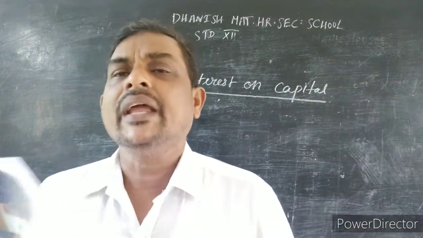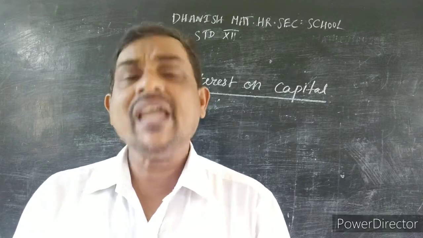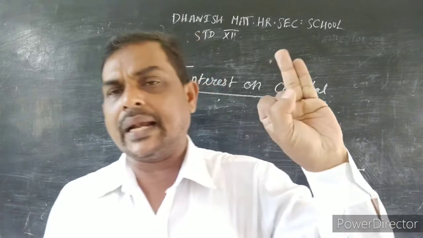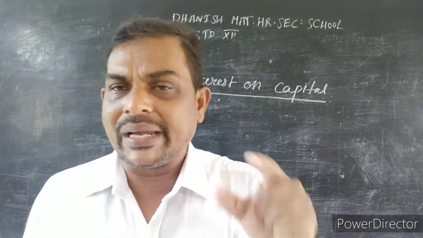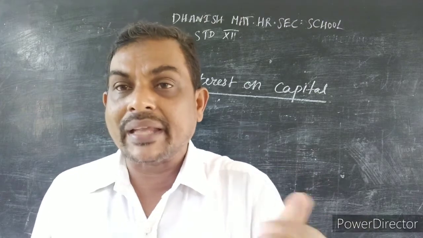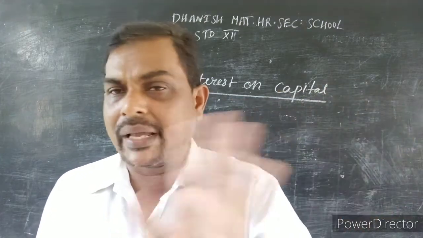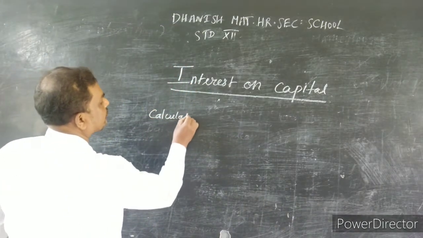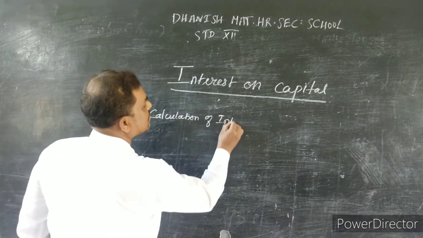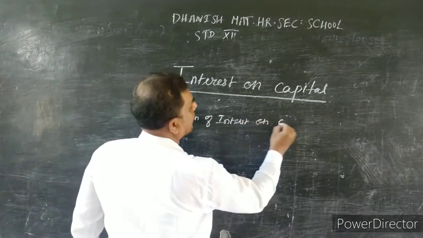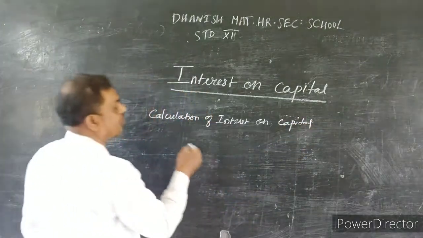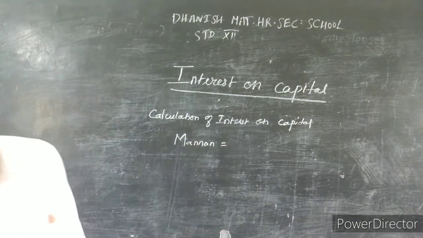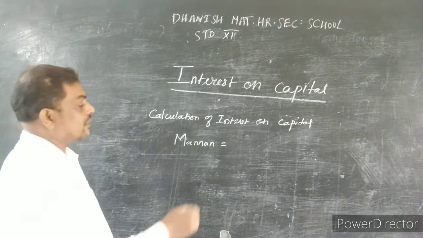First we have to calculate the interest on capital. Very easy. Listen. Capital accounts are given and current accounts are also given, but we are going to calculate only interest on capital. So we have to take the amount from the capital account only, not the current account. Now, calculation of interest on capital for Mannan. How much capital did Mannan contribute? Rupees 80,000.